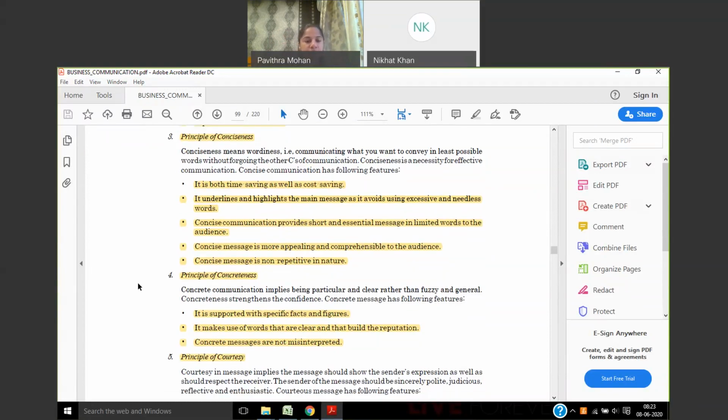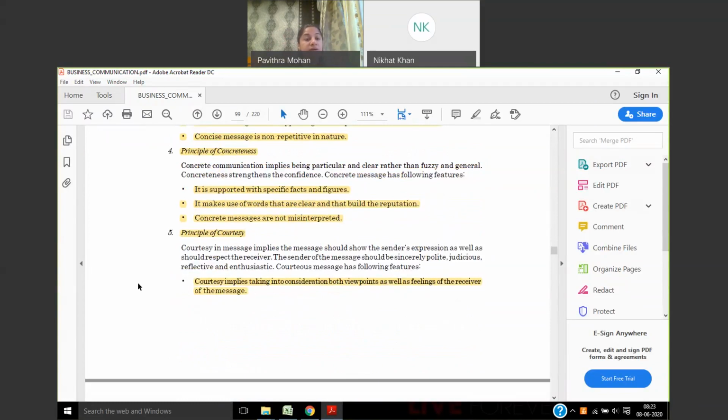Then, the principle of concreteness. In concreteness, what I'm going to concentrate on is being supported with specific facts and figures. So let's say I have to give a sales report. It becomes easier for me when I give a sales report for a particular period, let's say for a quarter: January, February, March. In this, I'm going to say in the month of January how much sales happened and in which region. I can divide it into 4 regions: north, south, east, west. What happened?